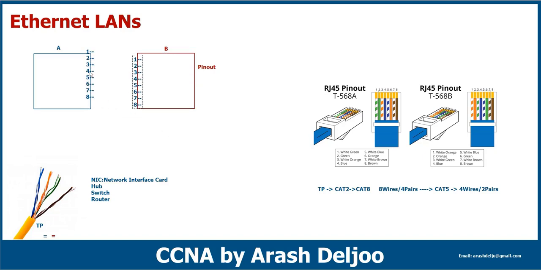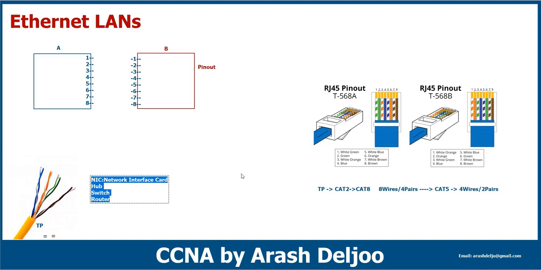Again, here we have the same pins. Let me write here. This is pin 1 again, this is pin 2, pin 3, pin 4, pin 5, pin 6, pin 7, and pin 8. And we need a cable to connect these two devices to each other. Some of these devices, for example the network interface card and other devices such as the router, are using 2 of these 8 pins for send and 2 of these 8 pins for receive.